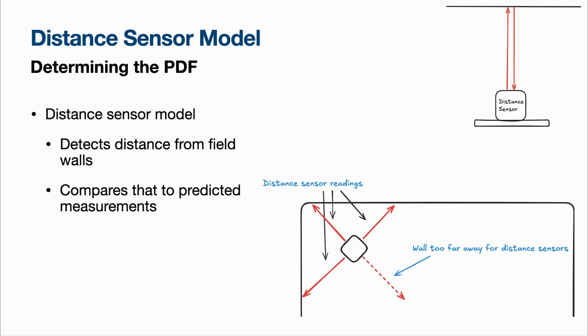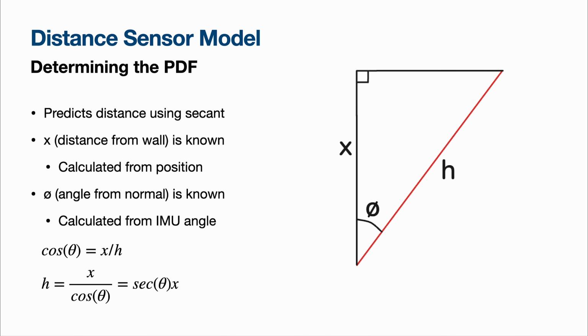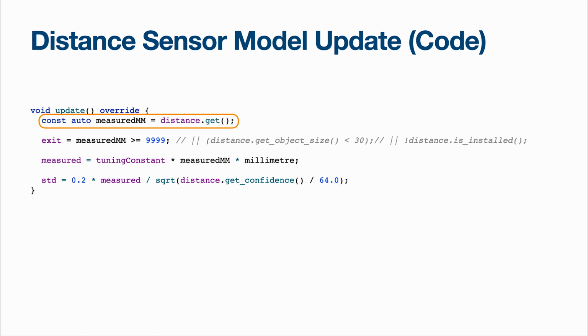Next, this is more of the complex part, that's more of the implementation. I have this distance sensor model that detects the distance from the field rails and compares them to predicted readings that I'll talk about how I calculate. So predicting the readings to the walls, I use this secant method where I'm trying to predict this hypotenuse, and I know the distance from the wall for each of the particles from the position of the particle, and the angle is known from the IMU angle. I use this secant approach, and I'm able to calculate the angle pretty quickly with only one trig function.